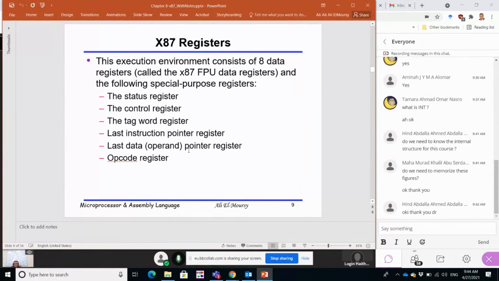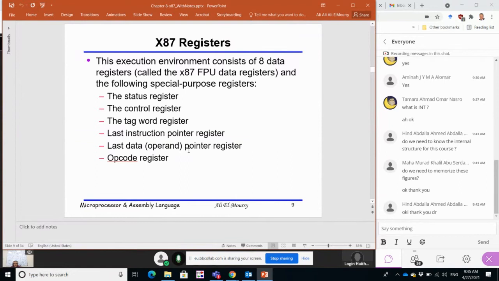The most important thing is the bank of registers for the operands. We also have what's called the status register. So we have the status register, the control register, the tag word register, the last instruction pointer register, and the last data or operand pointer register. We also have the opcode register that carries the opcode for the instruction for decoding. Okay, these are the set of registers.